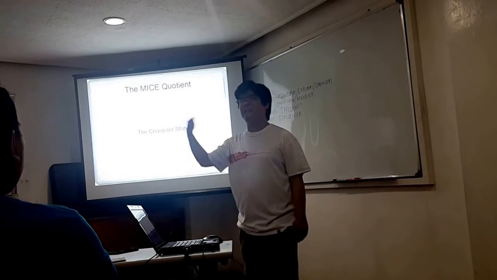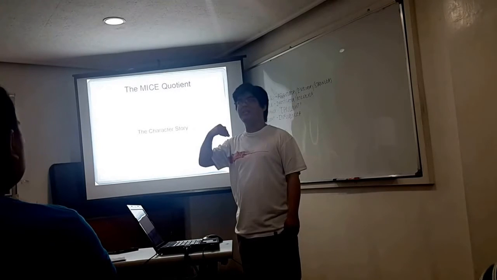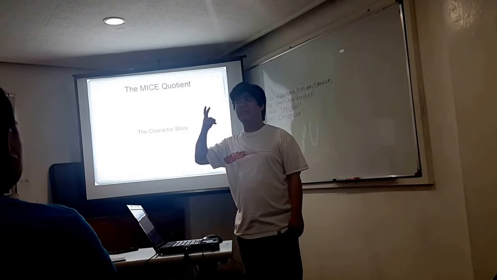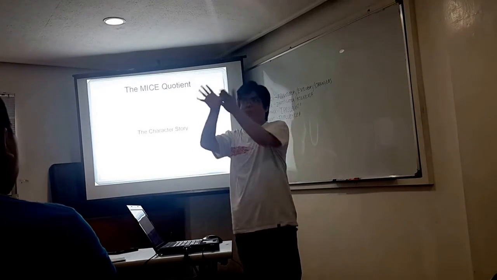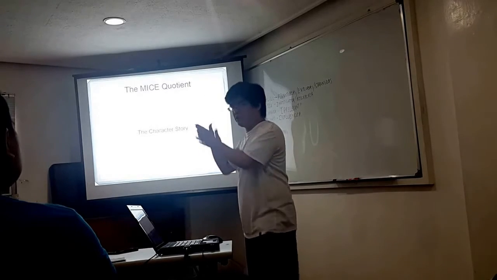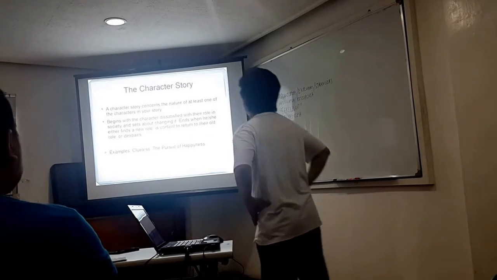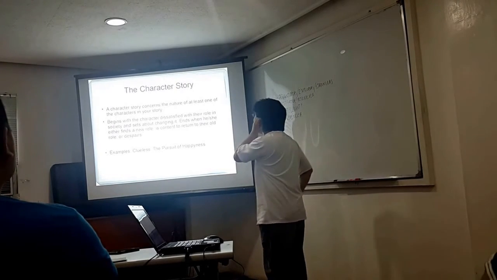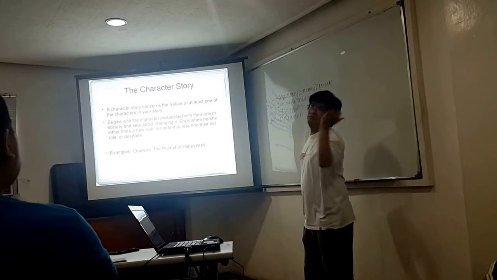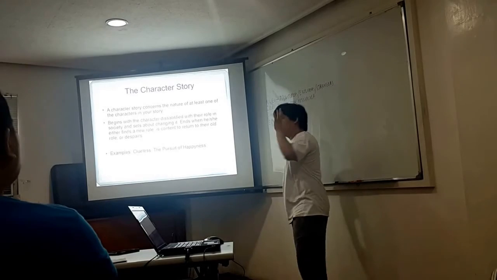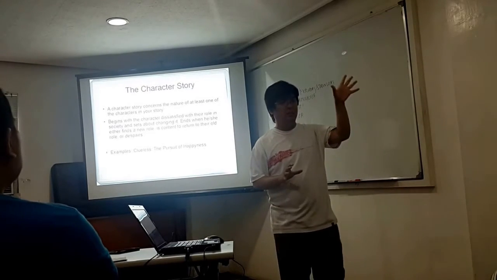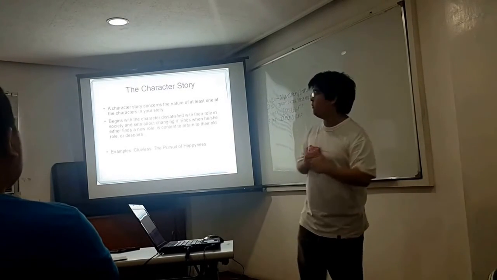Now you'll notice I skipped I. The reason why I skipped I is because a lot of people confuse event and idea very much. So I like to put those two together. So I go to character story because generally character story is very self-explanatory. A character story concerns the nature of at least one of the characters in your story. Well, that's pretty obvious.